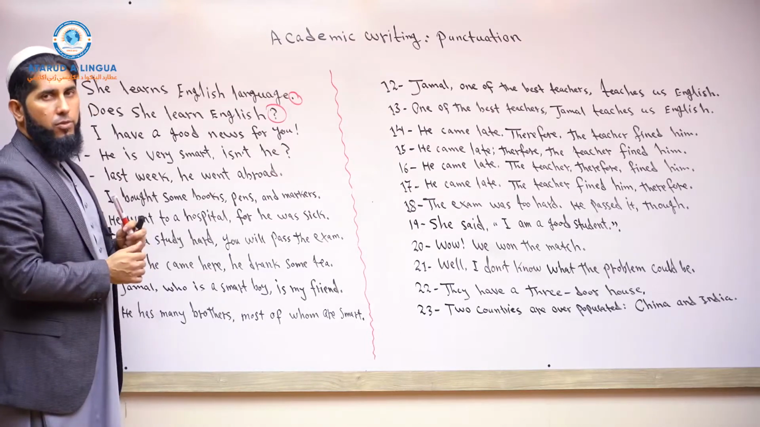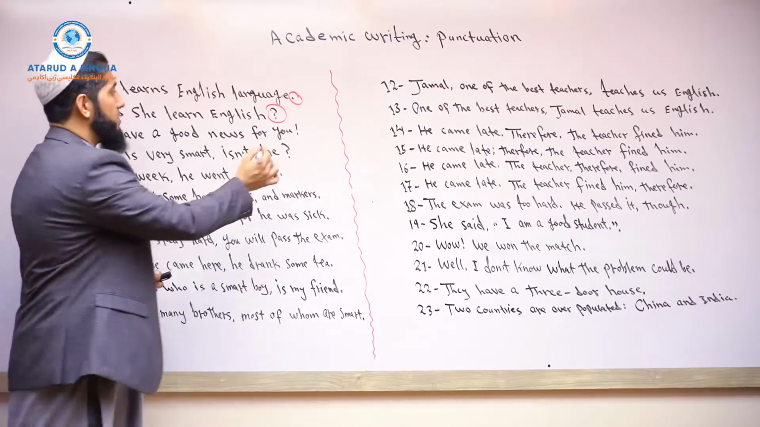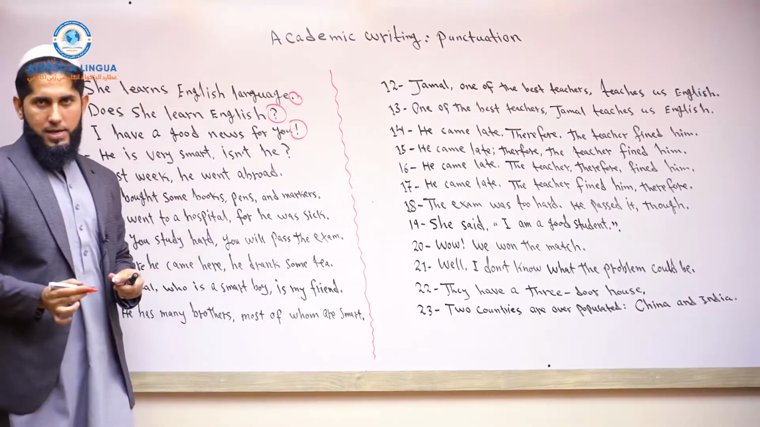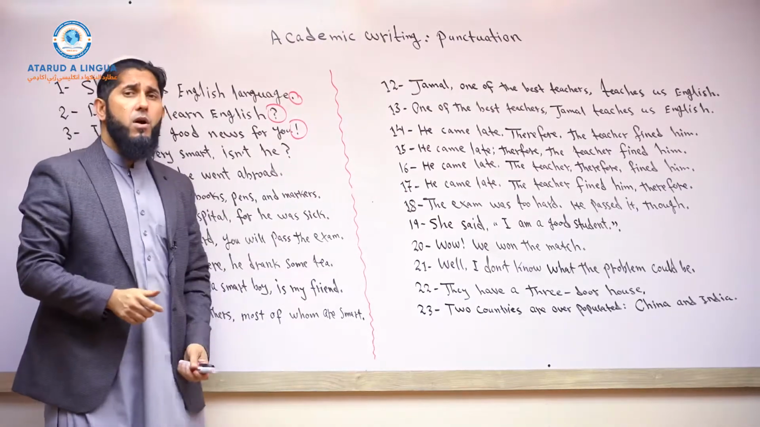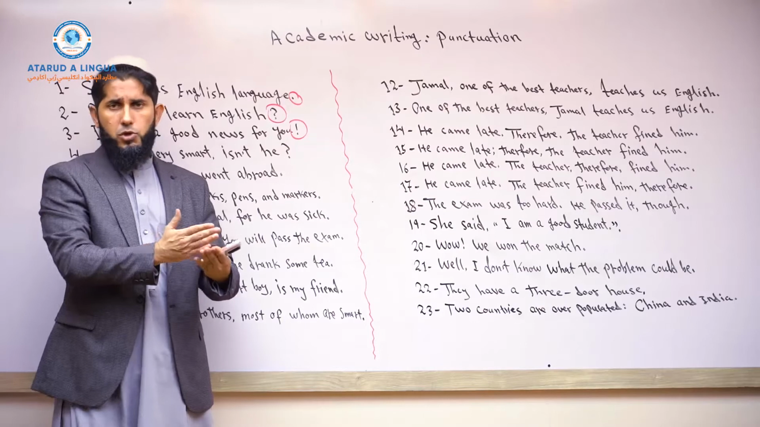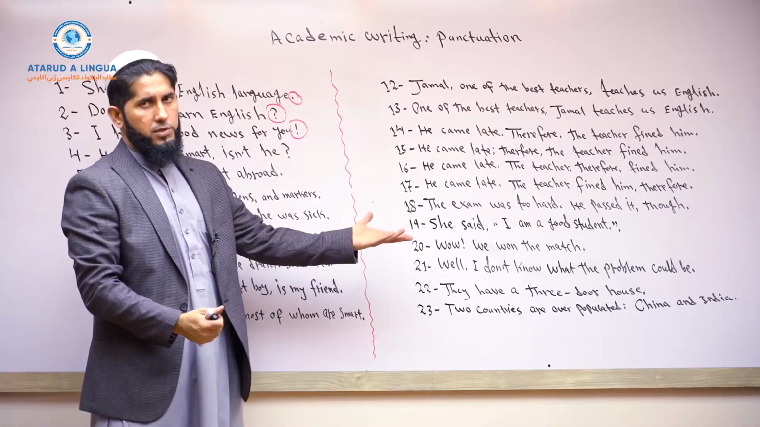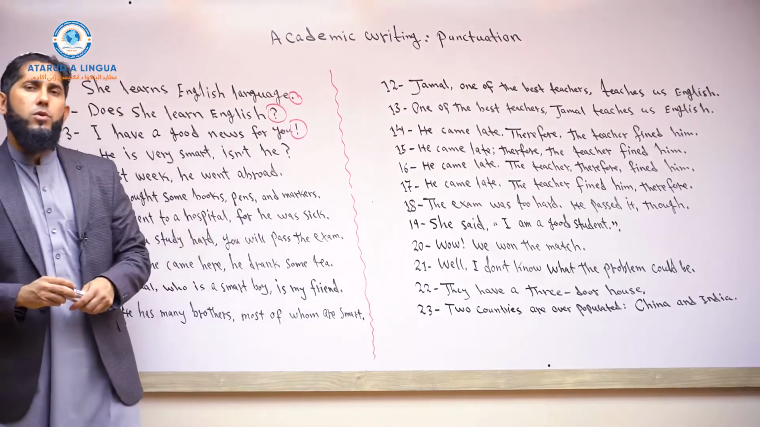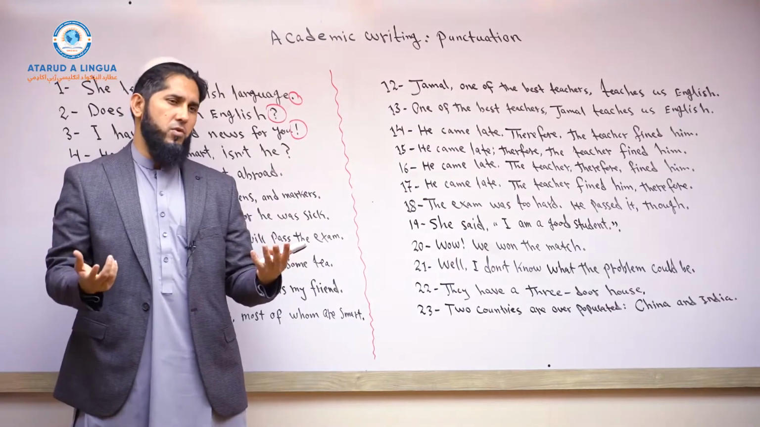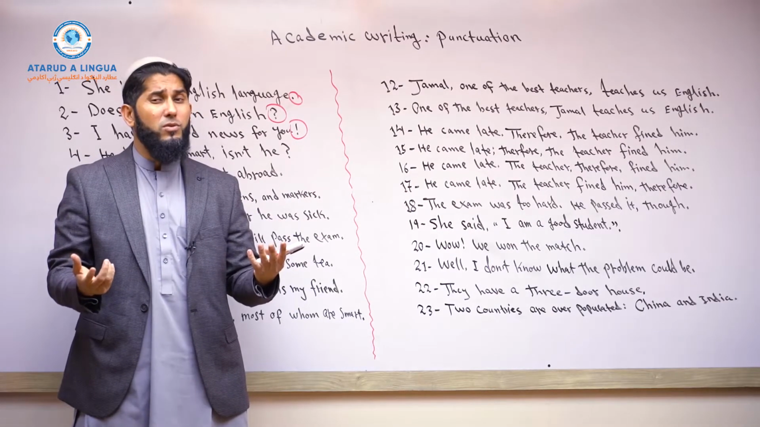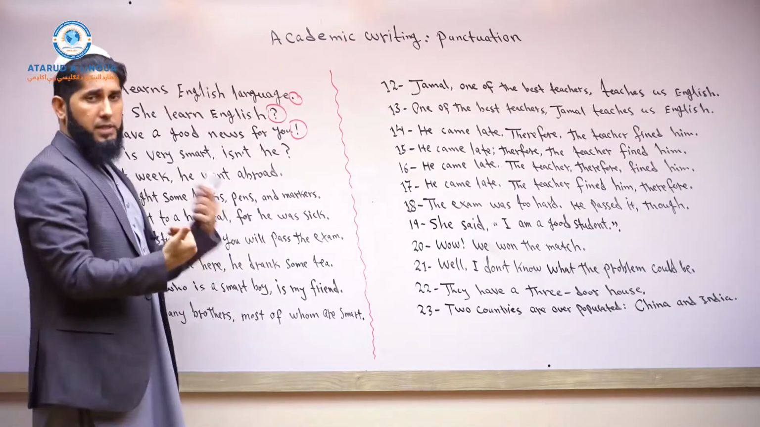So, sentence number three. I have a good news for you. And then exclamation mark. Okay? Keep in mind that we use exclamation mark after most of the interjections. And there are a few examples at the end of this lesson. But we do not use interjections or exclamatory sentences in academic writing. In academic writing, try to avoid using interjections or these kind of sentences.